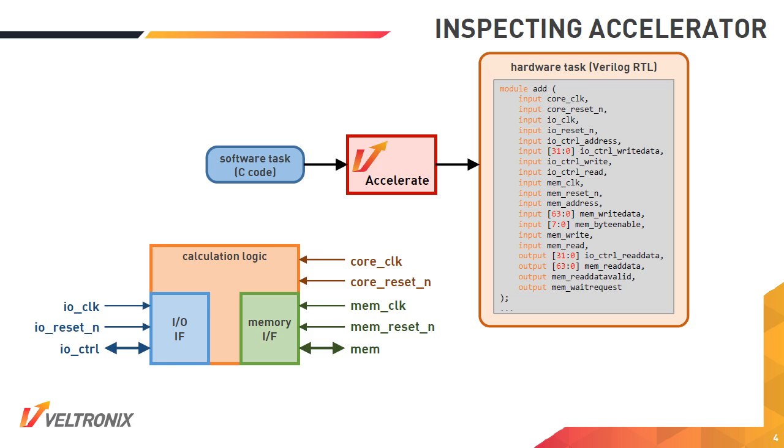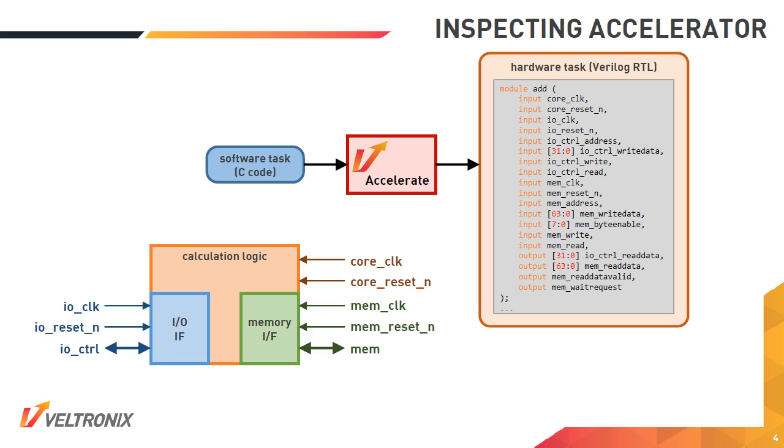The interface IO_CTRL to the input-output submodule is the control bus that is used to trigger the accelerator's start of execution or monitor the accelerator's completion. The interface MEM to the memory submodule is the memory bus, which is used to read and write the accelerator's memory, for example when accessing global variables A, B and C.